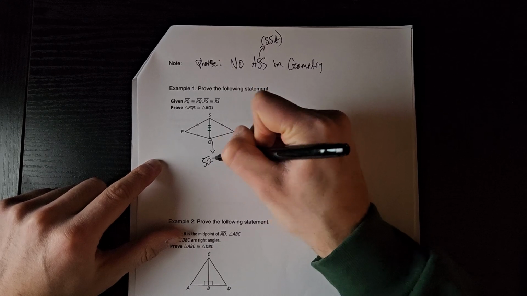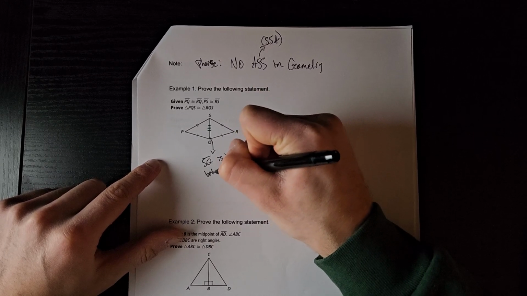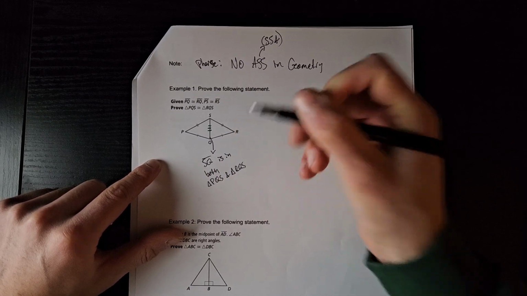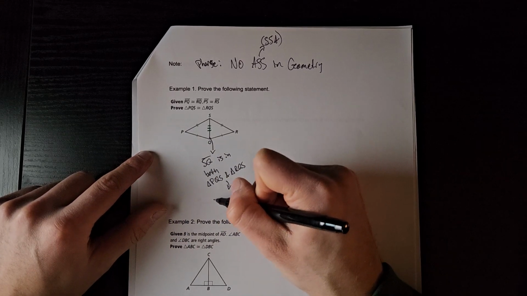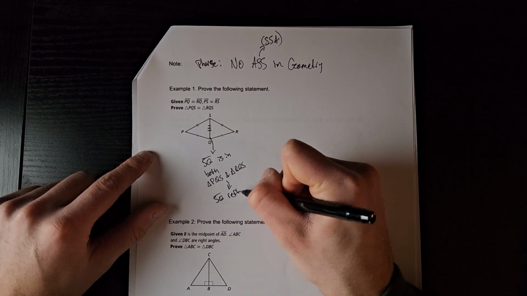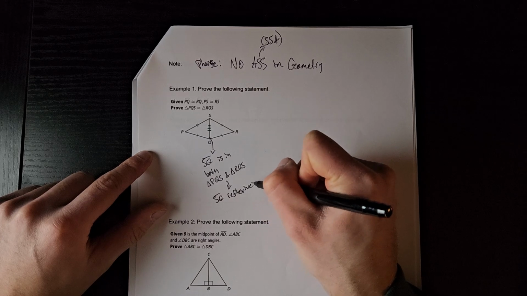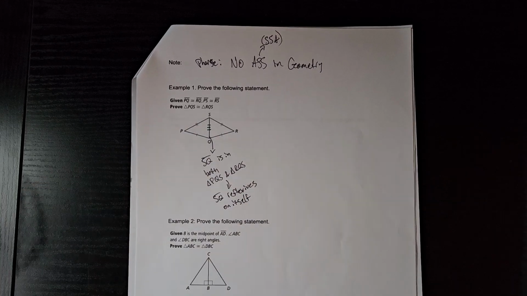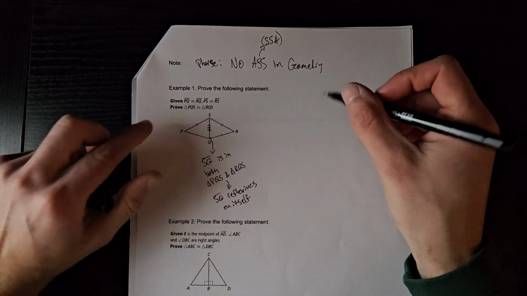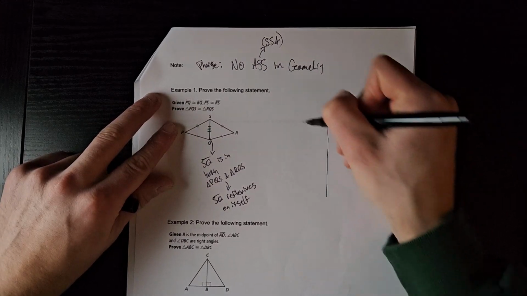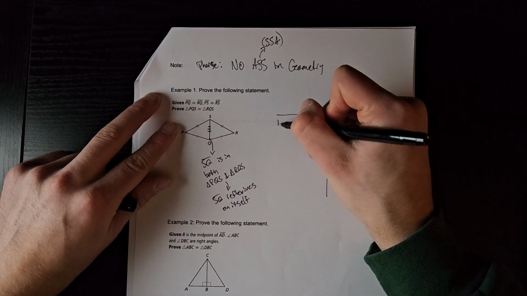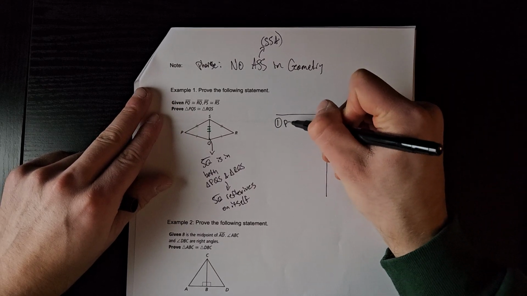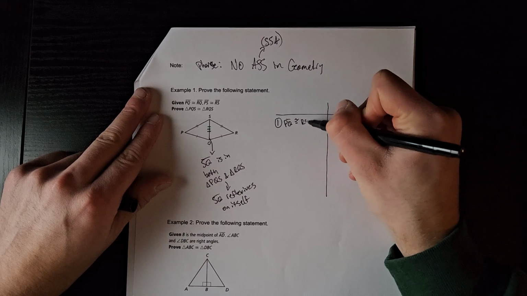Because SQ, this segment, is in both triangle PQS and triangle RQS, which means that SQ reflexes on itself. So we can use that to our advantage for writing out our proof. So I'm going to make my table, my 2-column. You can do flowchart if you want, but I'm going to do the 2-column because that's what I did in class. So I'm going to write out my given, which was PQ is congruent to RQ.